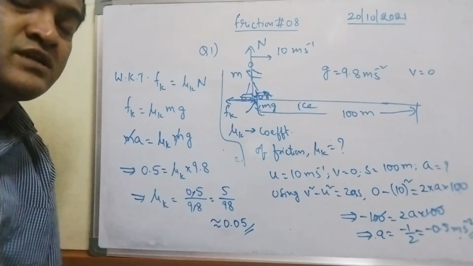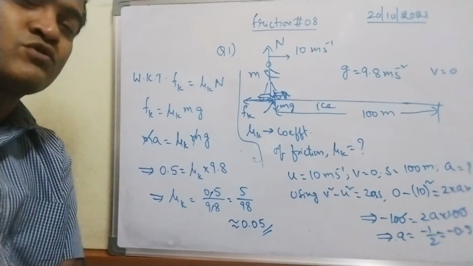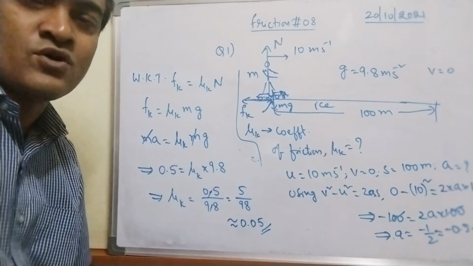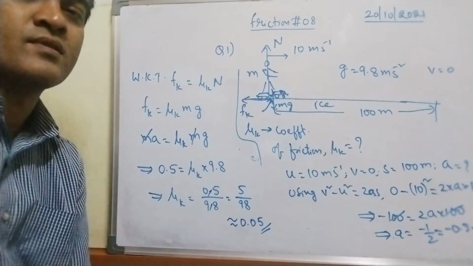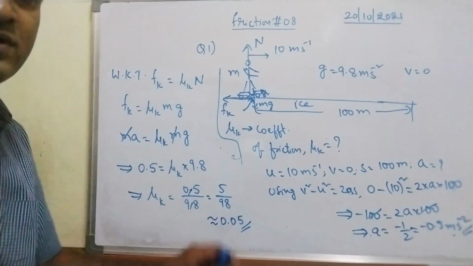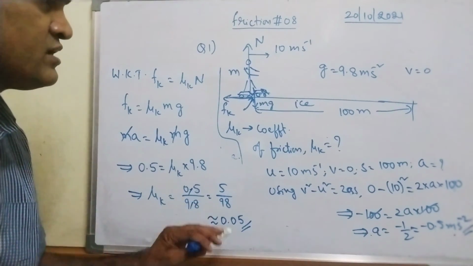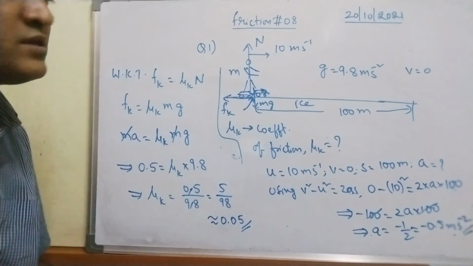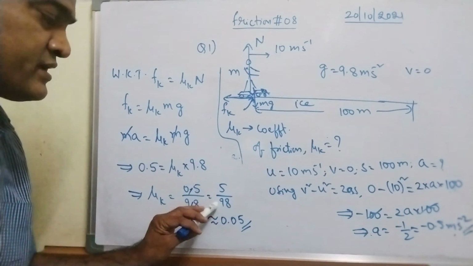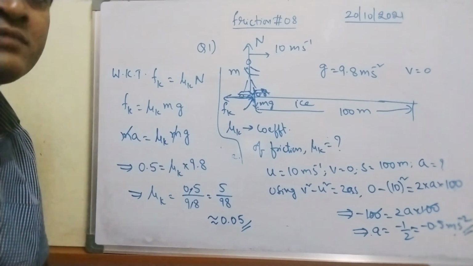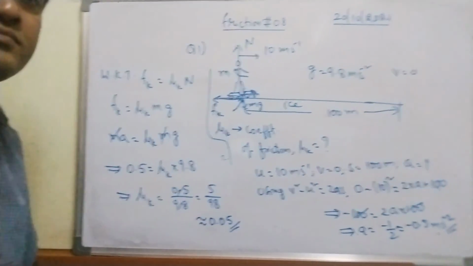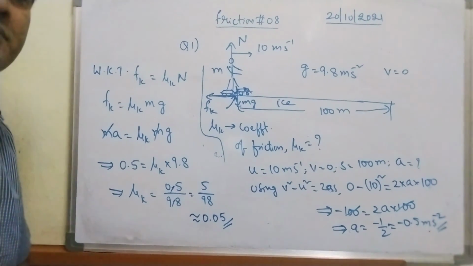Of course, unfortunately, if you have two options which are close to 0.05, you have to solve the problem precisely. But here, for simplicity, even though I have taken 9.8, I got the value as 0.05. Fine. Let me go to another problem.